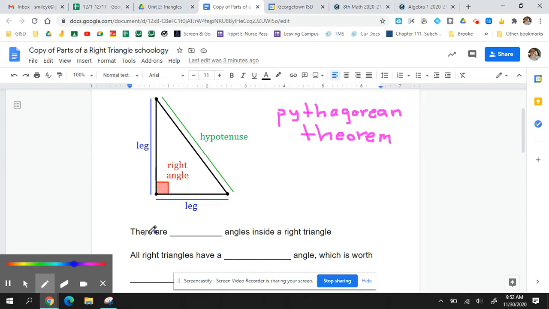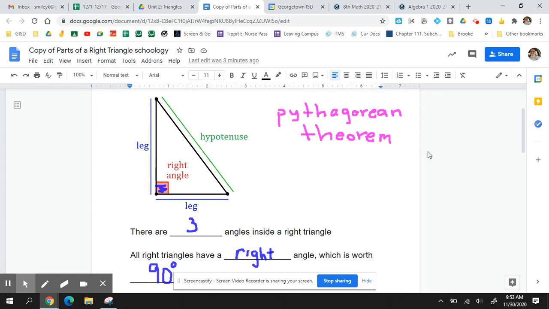Okay, and remember that there are three angles inside a right triangle. And all right triangles have a right angle, okay? That is usually given by a picture of a box in the corner right there. It's worth 90 degrees, okay? And it's this one right here. So that little box in the corner tells us that it is a right triangle.